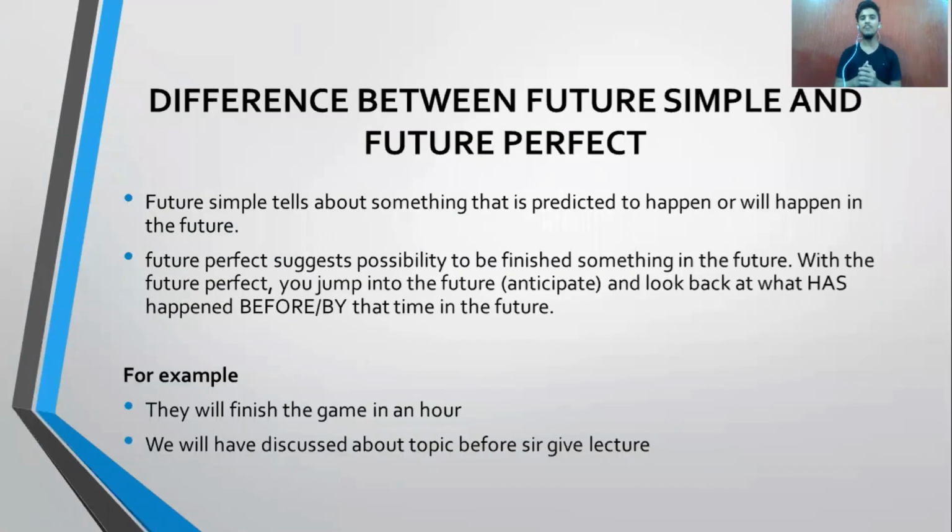Difference between future simple and future perfect. Future simple tells us about something that is predicted or will happen in the future. Future perfect suggests the possibility of finishing something in the future. With the future perfect, you jump into the future and look back to what has happened before by the time in the future. For example, they will finish the game in an hour and we will have discussed the topic before sir gave the lecture.